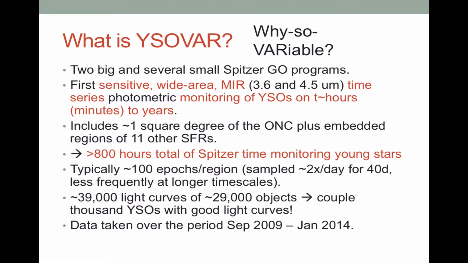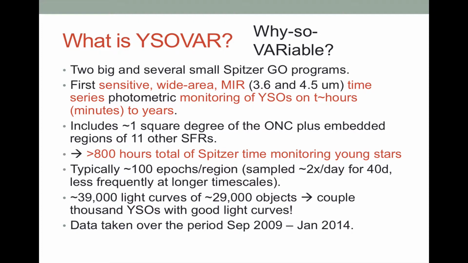It includes 1 square degree of the Orion Nebula cluster, plus embedded regions for 11 other star-forming regions, including simultaneous monitoring with a space-based optical telescope in NGC 2264. In the end, we have more than 800 hours of Spitzer time monitoring young stars. Remember, I said that we have 7,000 or 8,000 hours per year available. So even though we got these observations over several years, about 800 hours is 10% of the time on Spitzer, and we're using it to monitor young stars.